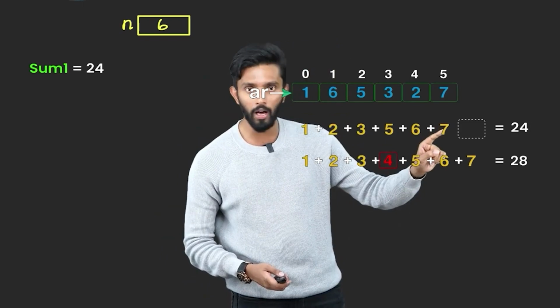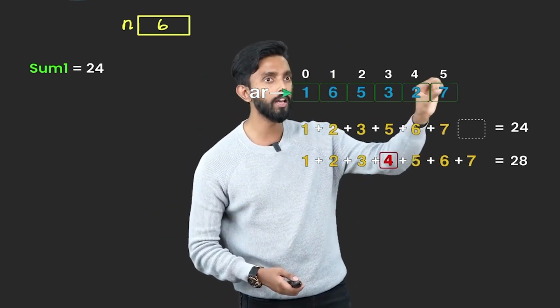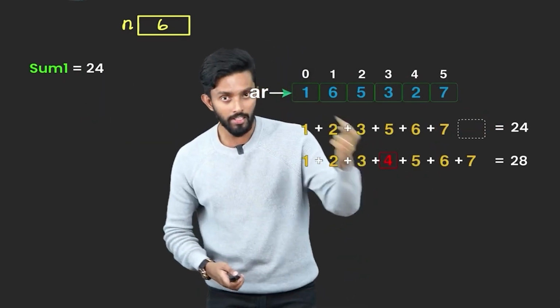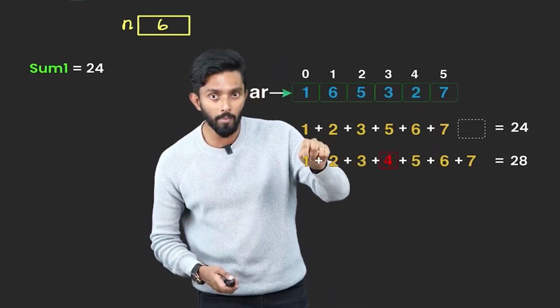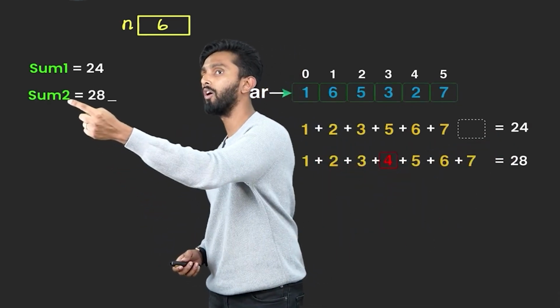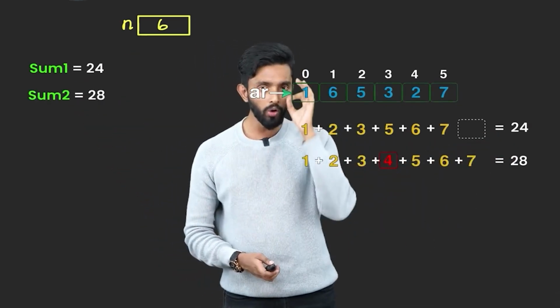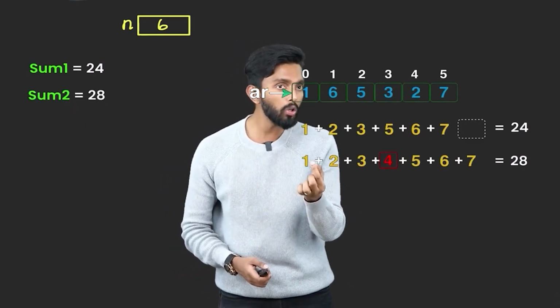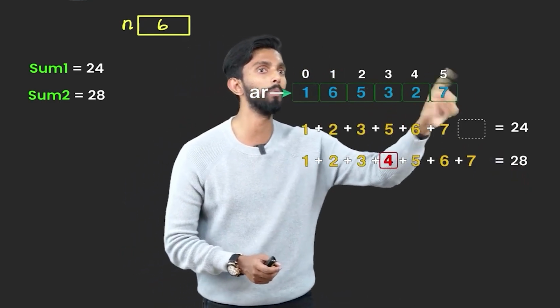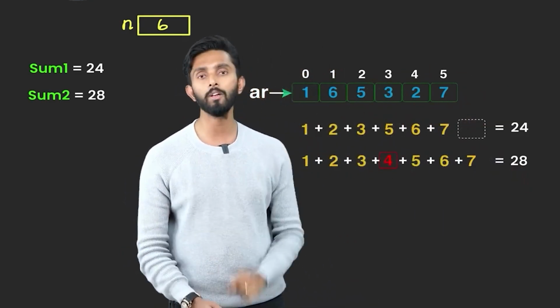Find the sum of the elements in the array. Store it inside a variable called sum1. Then second step, find the sum with the missing number. I will store that inside one variable called sum2. Now the only question is, boss, how to get this sum, sir? This is easy. I will add 1 plus 6 plus 5 plus 3 plus 2 plus 7. I'll get 24. How to get this, sir?